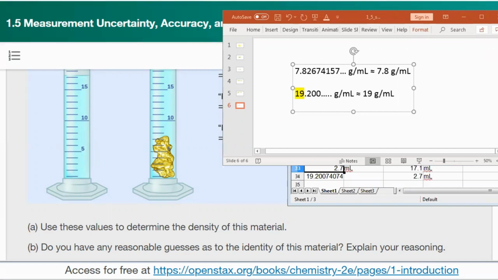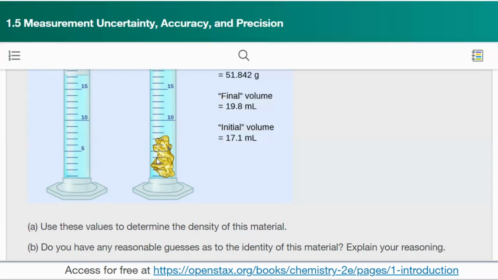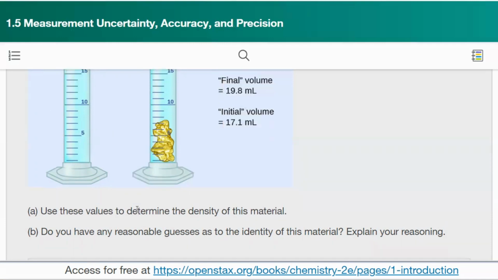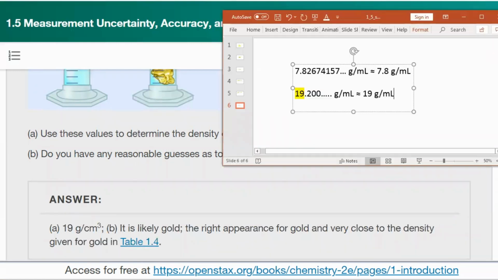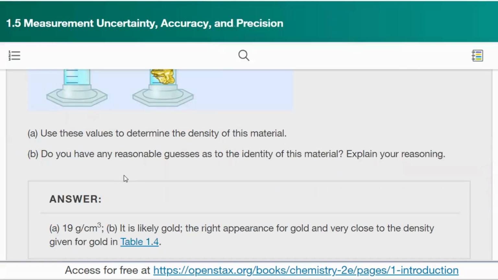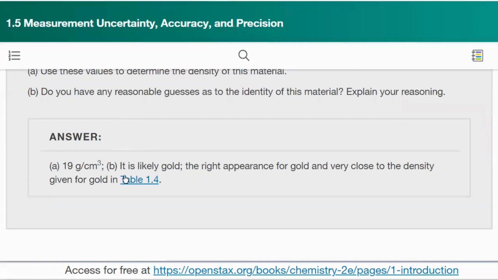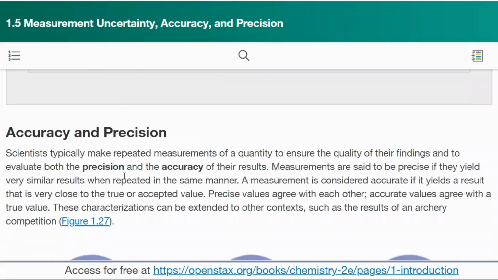And oh, by the way, there's a little hint here. Even in the diagram, what color is the substance there? It's gold. The answer is 19 grams per cubic centimeter, or 19 grams per milliliter. It is likely gold, the right appearance for gold, and very close to the density given for gold in table 1.4. And also, I used Google to get me the density of gold. I was lazy. I wasn't looking at table 1.4. So finally, I think we're at the end here.